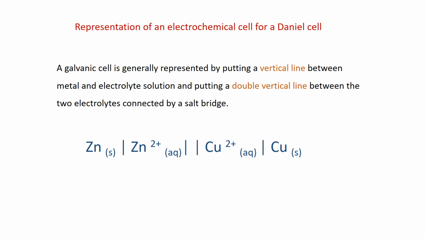separated by a vertical line, because the ion is an electrolyte which is in the aqueous phase. It is not in the solid phase. The zinc ion and copper ion are separated by a double vertical line, because zinc is in the anodic compartment and copper is in the cathodic compartment, which is further separated by another vertical line between the copper and copper ion.